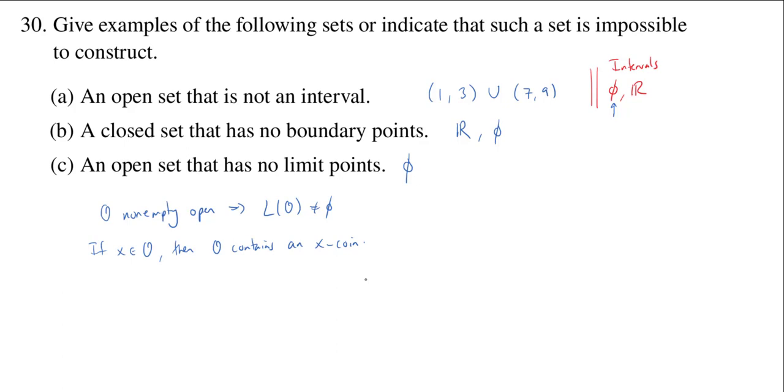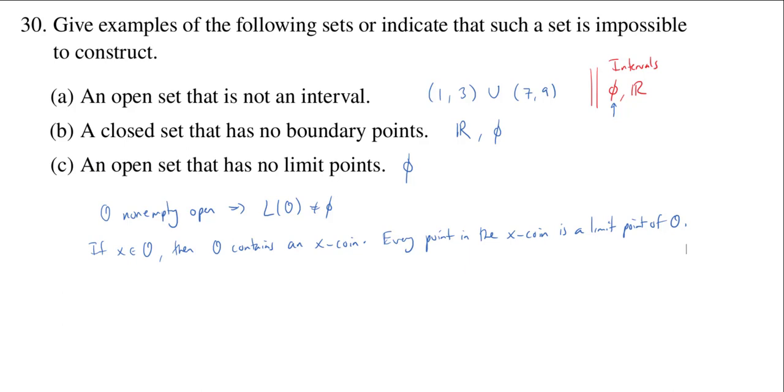But if you contain an x-coin, well, every point in the x-coin will be a limit point. Every point in the x-coin is a limit point of O. So if we had put non-empty here, the answer just would have been impossible. Leaving it just as is, the empty set is the only one.